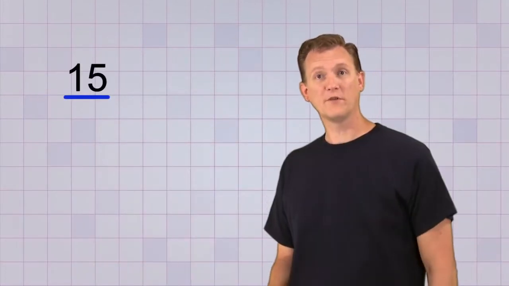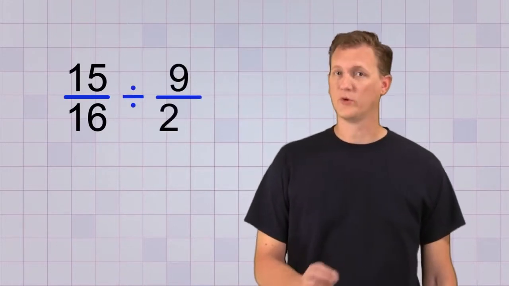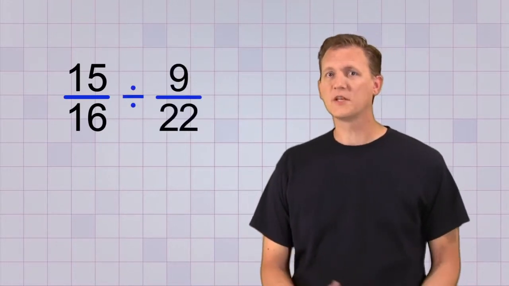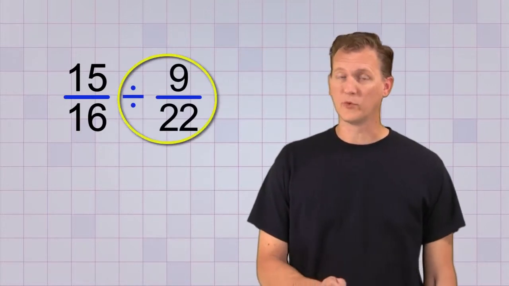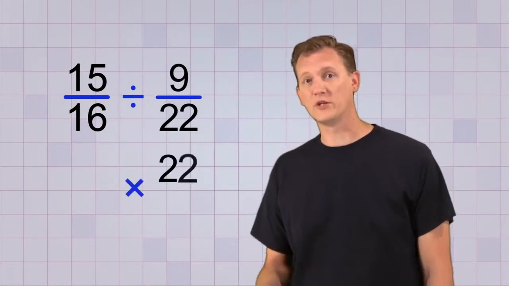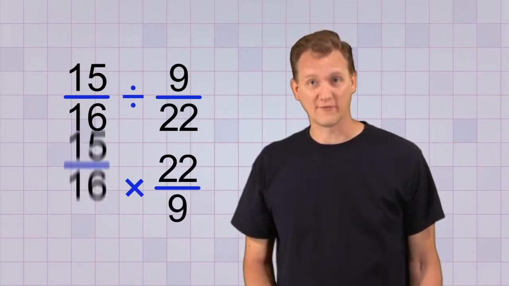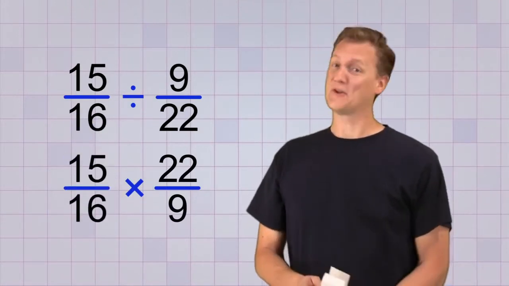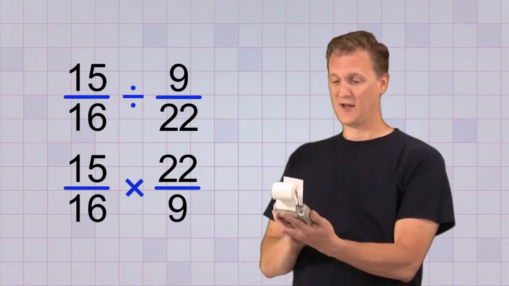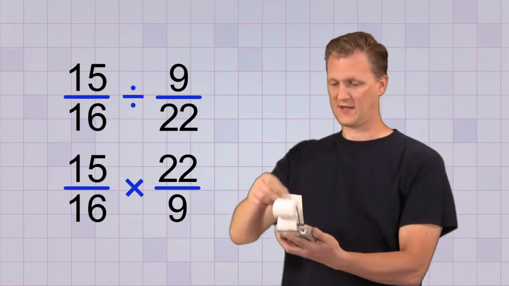Let's try 15 over 16 divided by 9 over 22. Again, the first thing we want to do is rewrite our problem. We'll change the divided by 9 over 22 into times 22 over 9. Now all we have to do is multiply. But since these numbers are kind of big, I'm going to use my calculator to help. Let's see here.